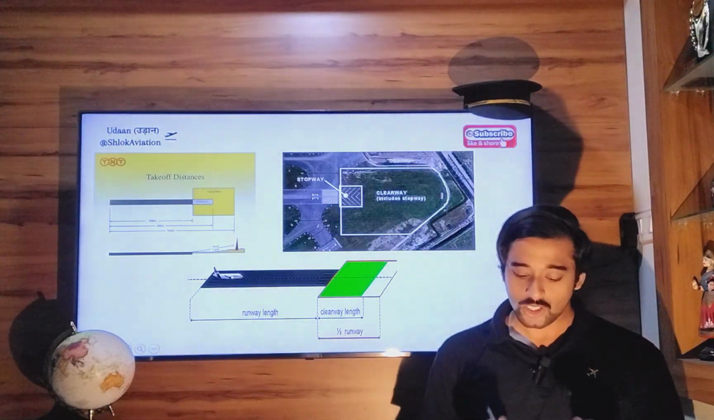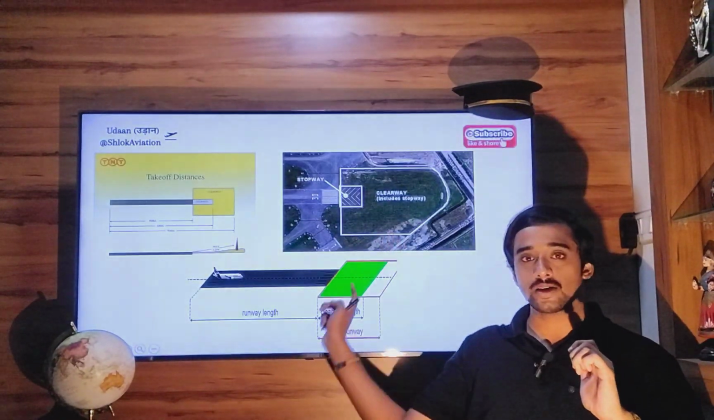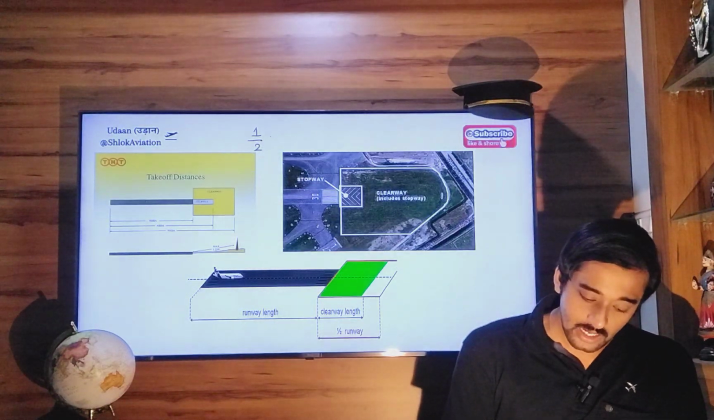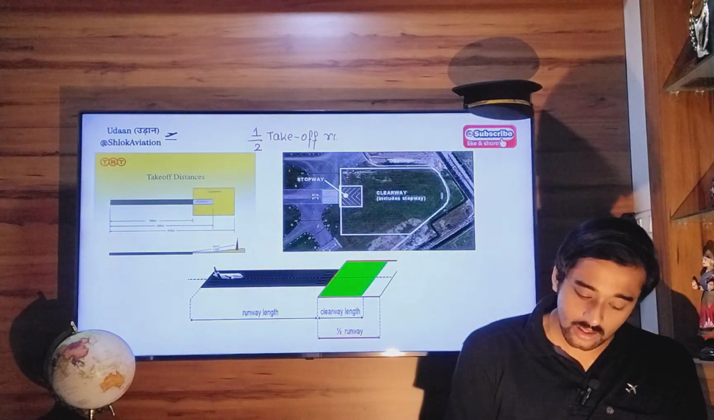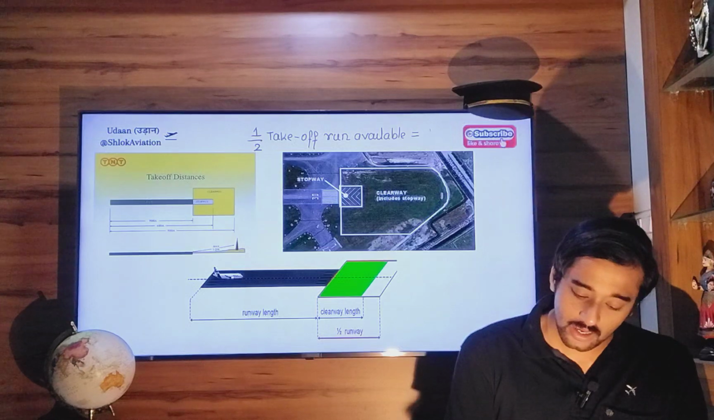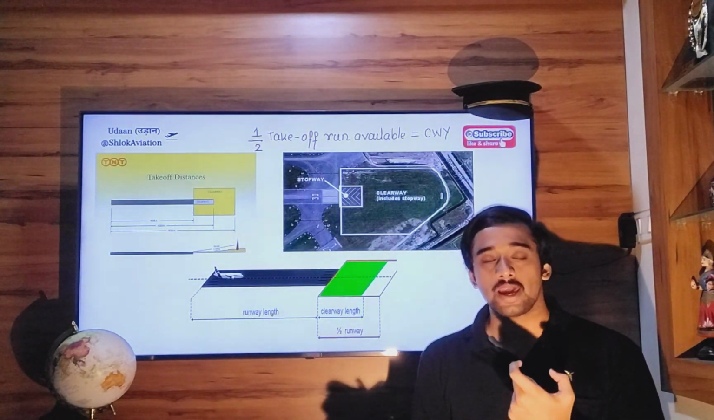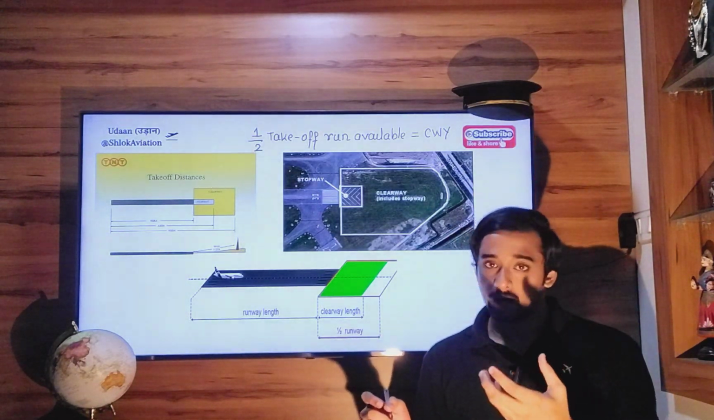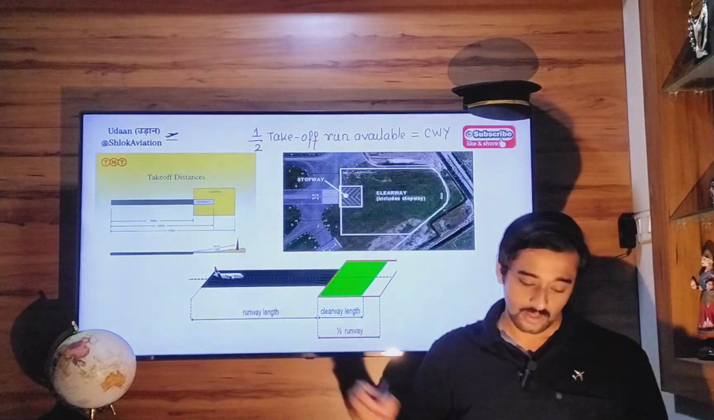So what should be the maximum length of the clearway? It should be half of the takeoff run available. The clearway must be half of the takeoff run available. The takeoff run is the distance available for the aircraft to make its complete takeoff run, which is needed to achieve lift-off speed, rotation, lift-off speed. So that is called takeoff run.